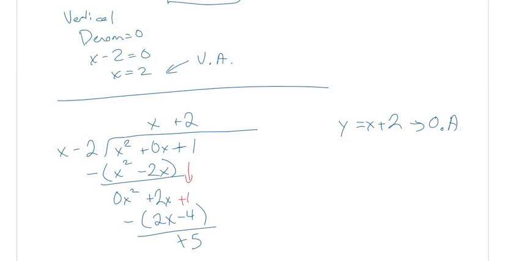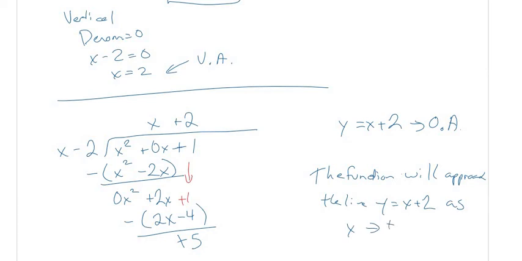So in this case, the function will approach the line y equals x plus 2 as x approaches positive or negative infinity. And because we have an oblique asymptote, we said we can't have a horizontal asymptote, so there's no need to solve for that. So now that we have that, we solved for the vertical asymptote, we solved for the horizontal asymptote, for the oblique asymptote. So we have all the asymptotes that we can find for this function.